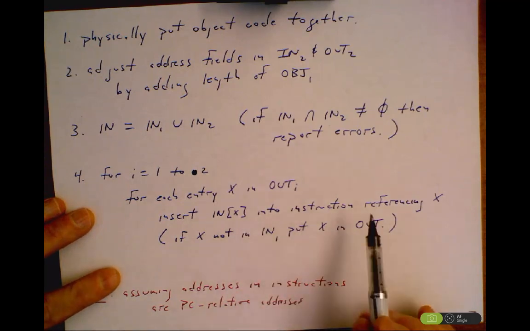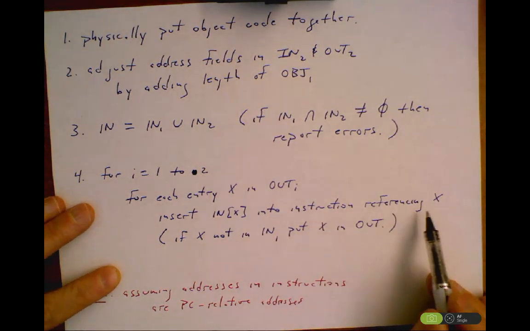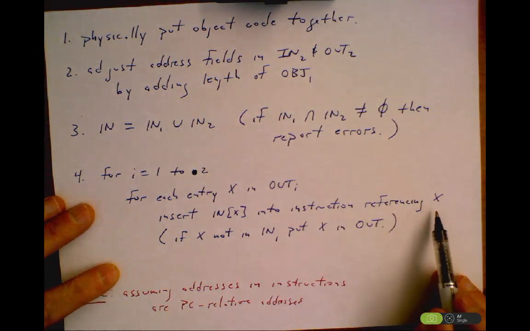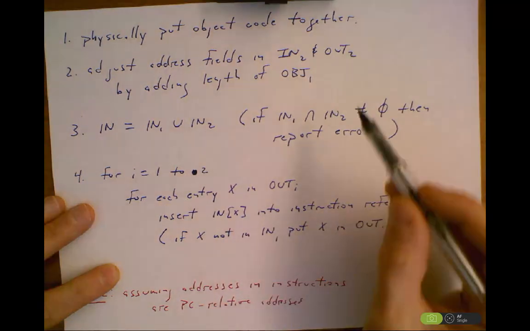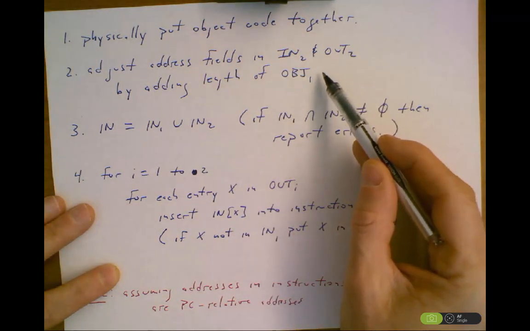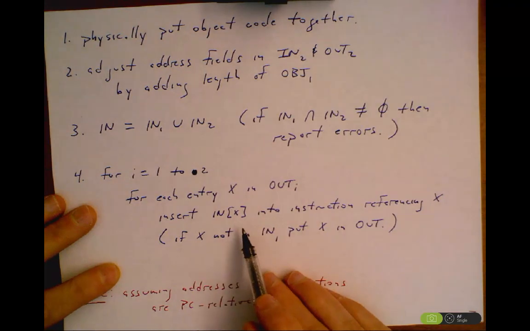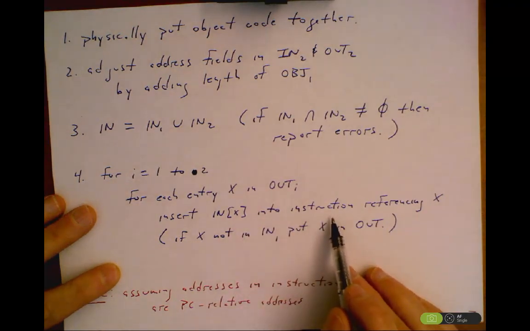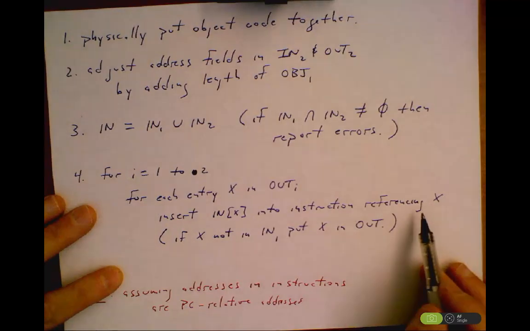And if I find it, then I want to go ahead and insert the appropriate address into the instruction referencing X. Because if I find it in the in symbol, it's defined now, so I know its address. The address has been adjusted in the second file to be relative to the combination of the two object code sections. So now I can compute the right address and put it into the instruction that's referencing X, essentially filling in the hole that's in that instruction.